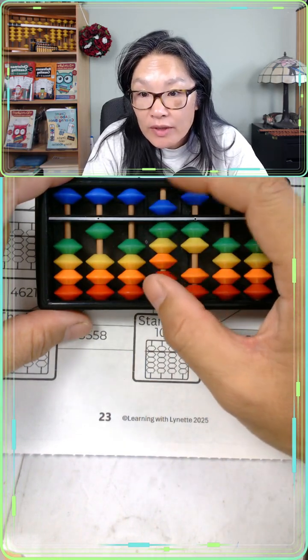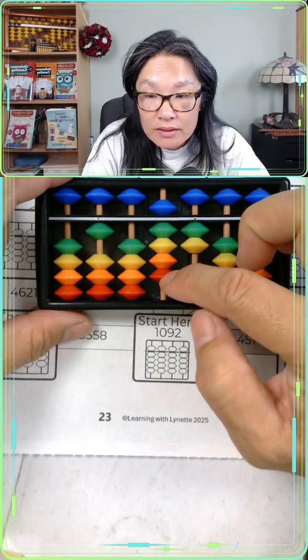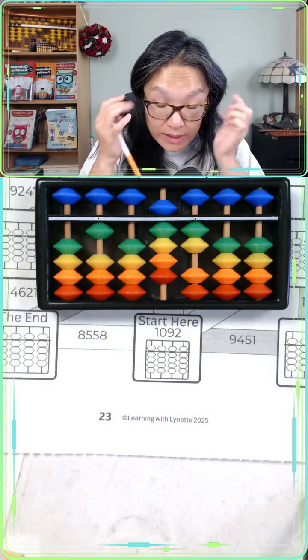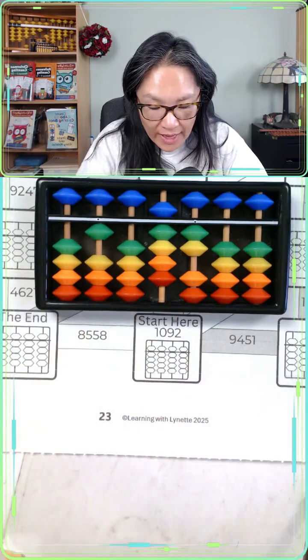So when we're looking, we have 9 right here, and then we have 2. 2 is the top beads. 2 is all the beads counted. Any of the beads that are touching the reckoning bar, it is considered counted. So when we're looking, we have 1.